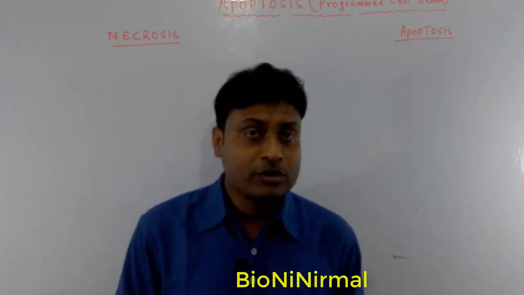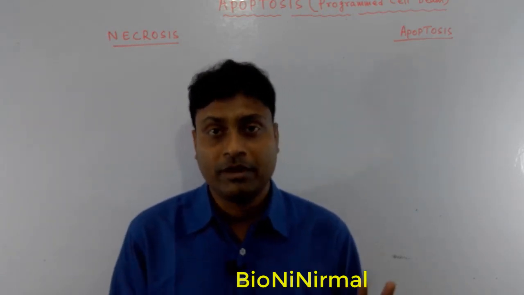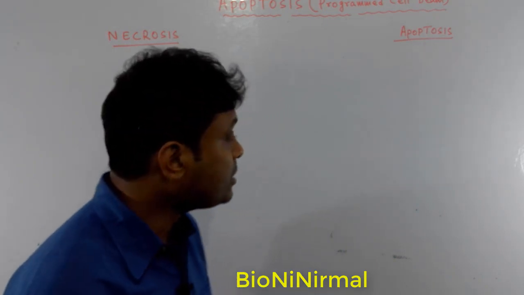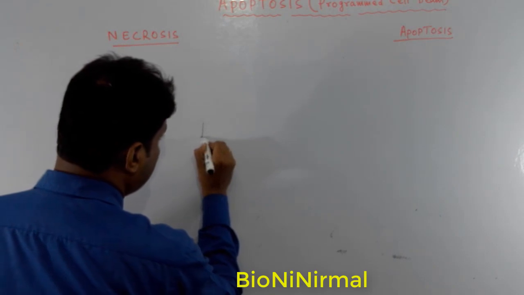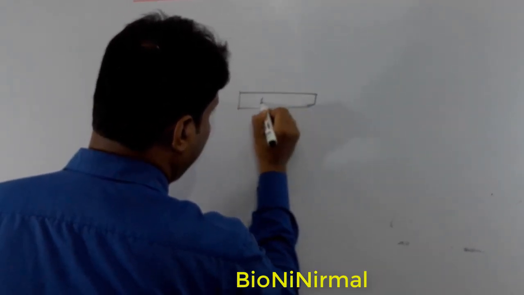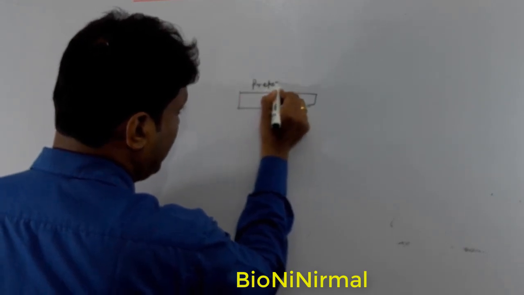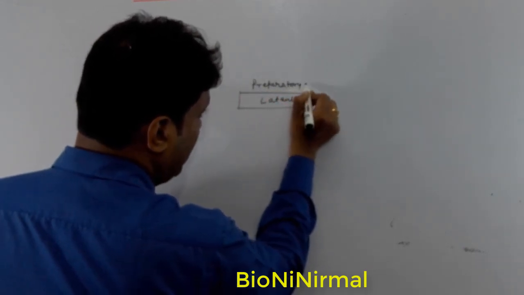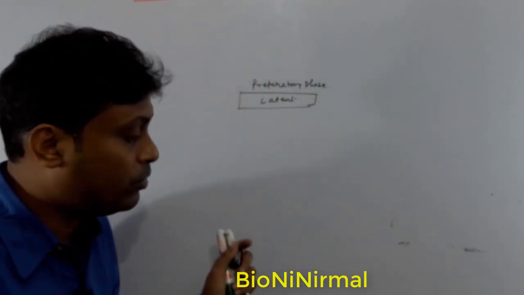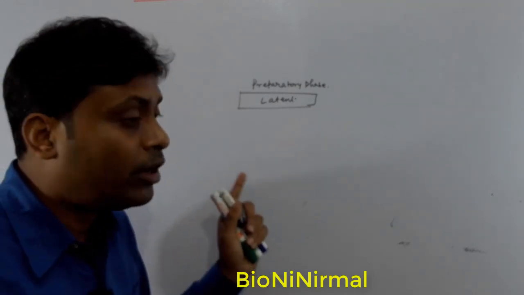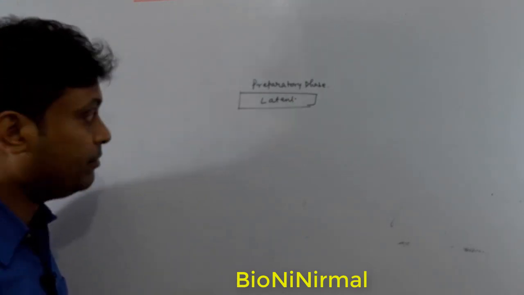During necrosis, inflammation occurs, but in the case of apoptosis, no inflammation occurs. Apoptosis usually occurs in two phases. One is the latent phase, which is the preparatory phase for apoptosis. During this time the cell prepares for its own death, for its own suicide. So this is called the latent phase.